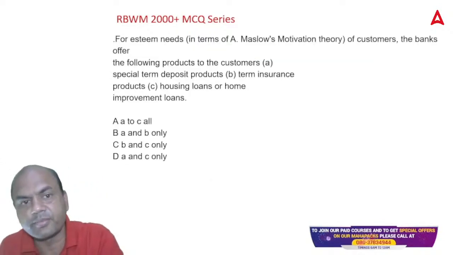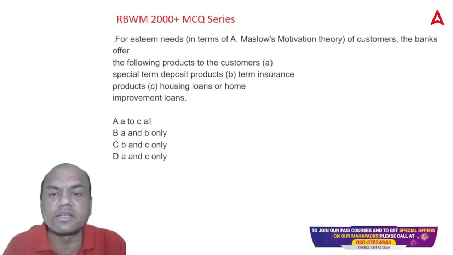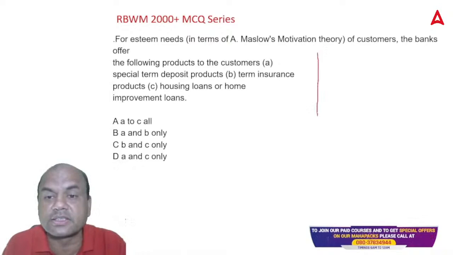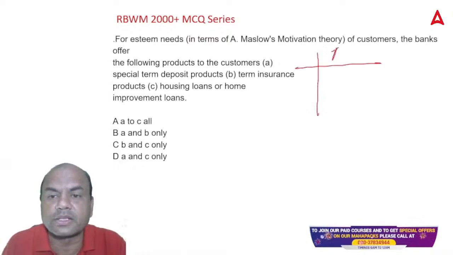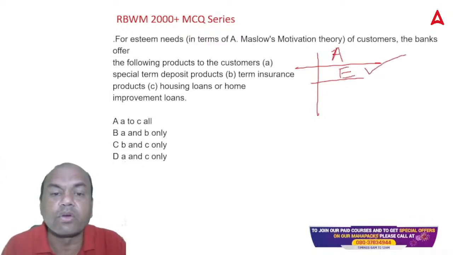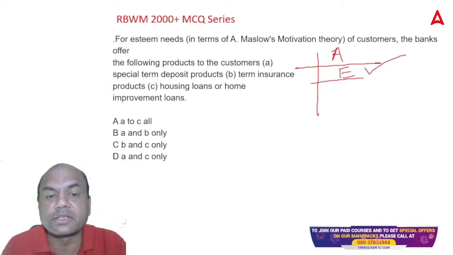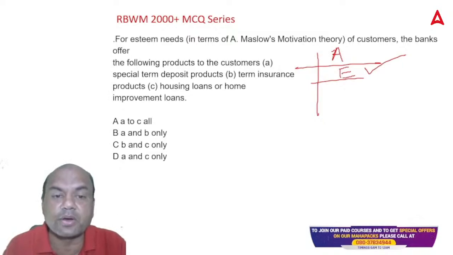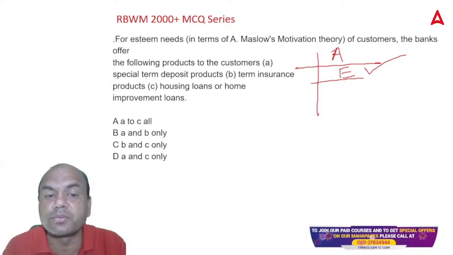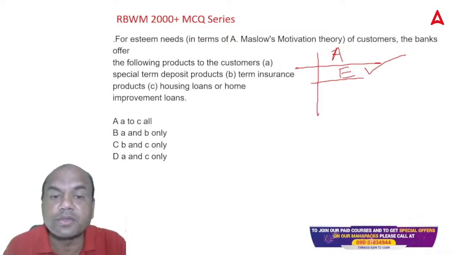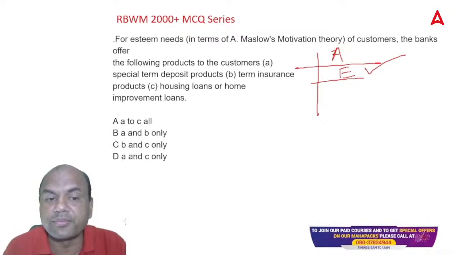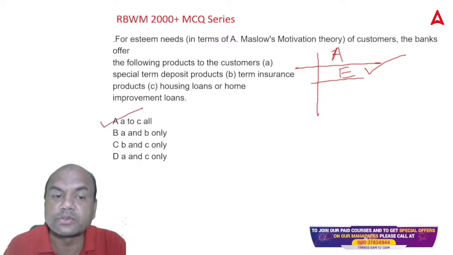For esteem needs in Maslow's hierarchy, the banks offer the following products. Esteem means rich, guys. See this top one. Top one is actualization. Below that is esteem, right? For this rich guy, what do the banks offer? Special term deposit products, term insurance products, housing loans and house improvement loans. So which of them are offered to this rich guy? A to C all, A and B only, B and C only, A and C only. So it is A to C all.